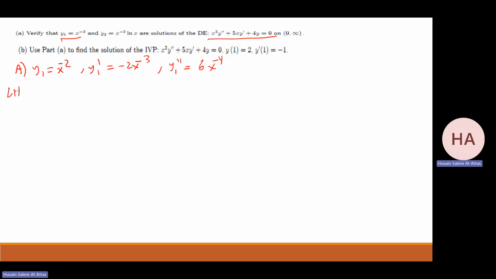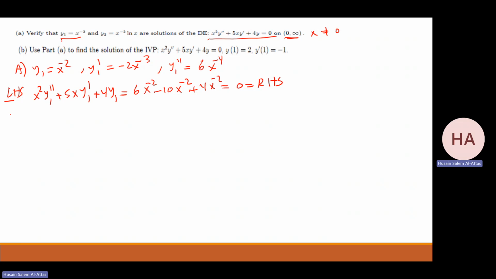So now I check the left-hand side: x squared y1 double prime plus 5x y1 prime plus 4 y1, not prime, equals what? x squared times y1 double prime, that will be 6x to the minus 2. 5x times this, minus 10x to the minus 2. 4 times that, plus 4x to the minus 2, that will be 0, which is the right-hand side. So this holds for x positive.